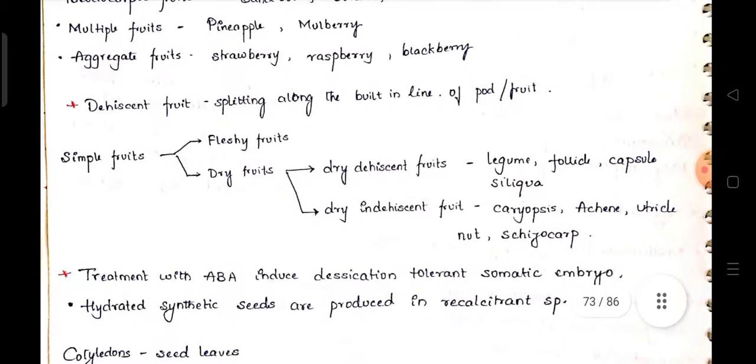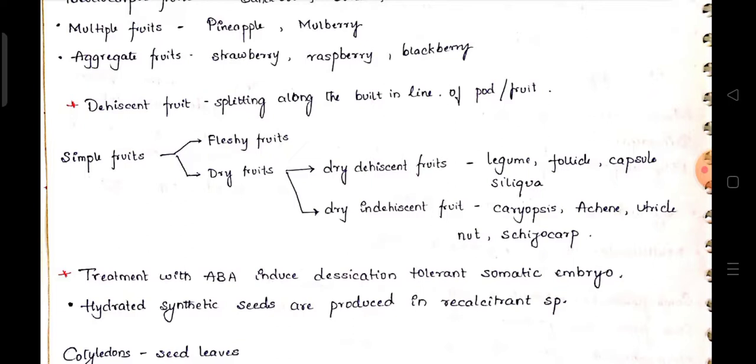Simple fruits are divided into fleshy fruits and dry fruits. Dry fruits are again divided into dry dehiscent fruits and dry indehiscent fruits. Dehiscent means legumes, follicle, capsule, silique. Then dry indehiscent fruit means caryopsis, achene, nuts, schizocarp, etc.